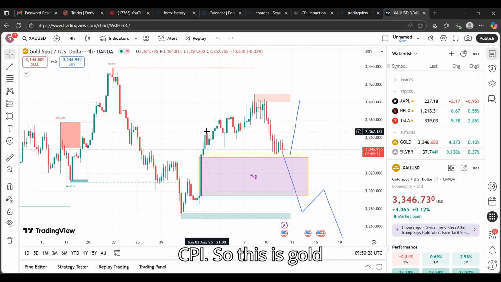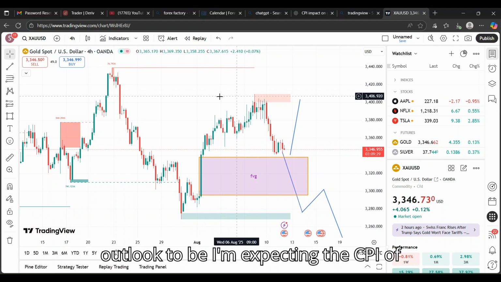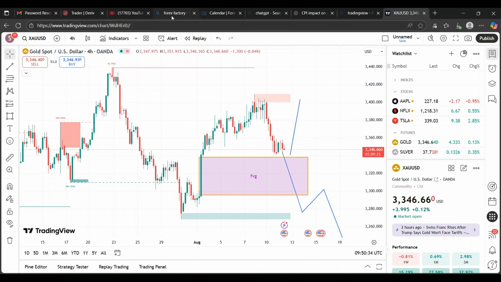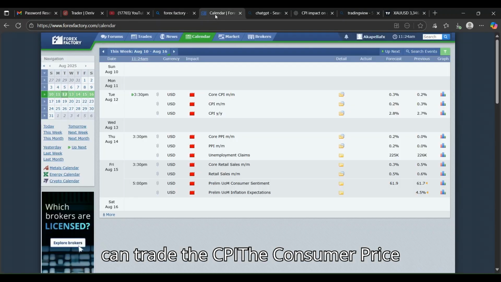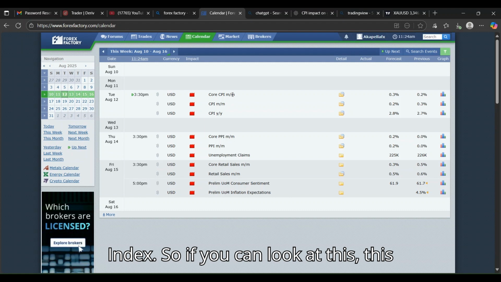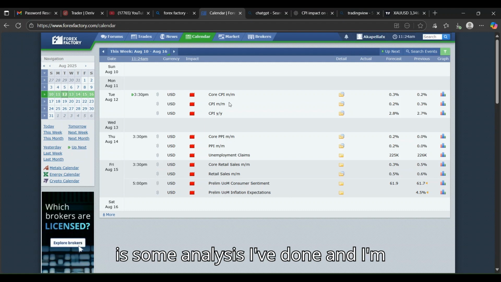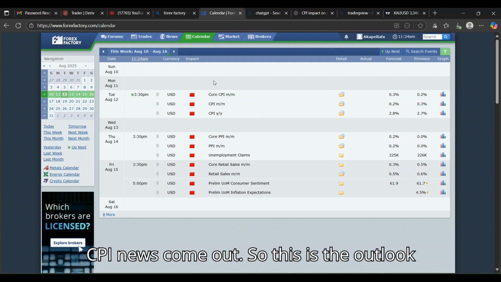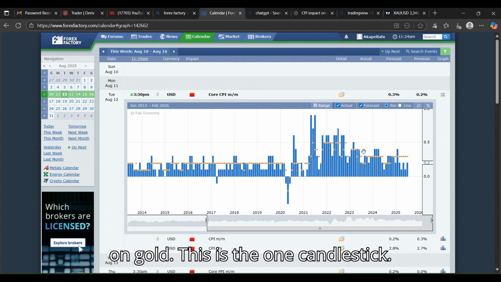So this is the gold outlook I'm expecting for the CPI. I'm expecting to sell at 0.37. So these are the three reasons how you can trade the CPI, the Consumer Price Index. This is some analysis I've done, and I'm expecting gold to push down today after the CPI news comes out. So this is the outlook on gold. This is the one candlestick.